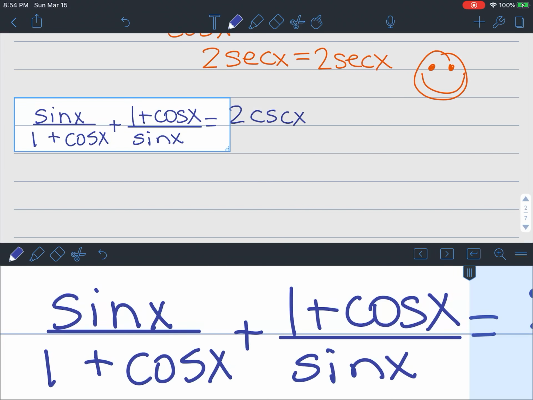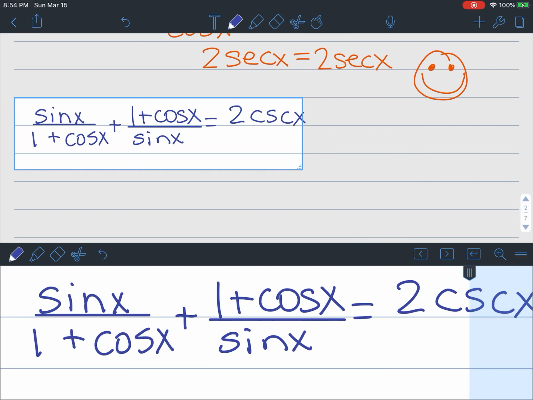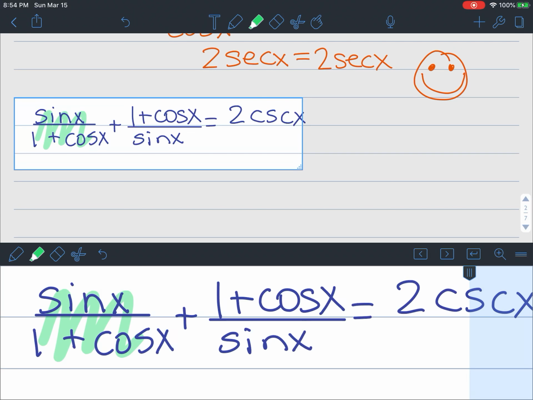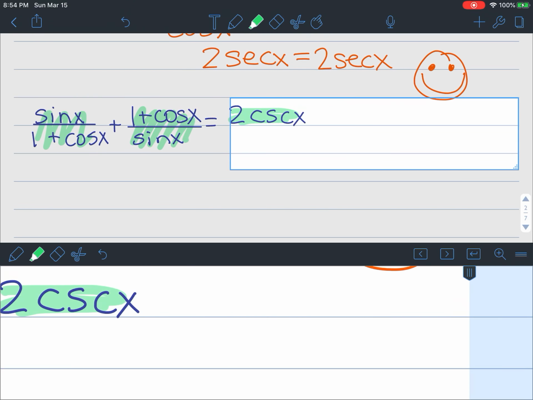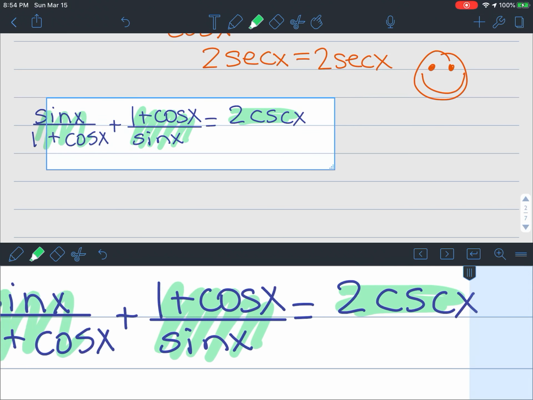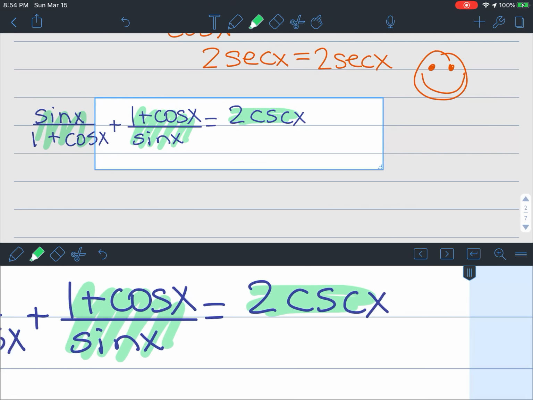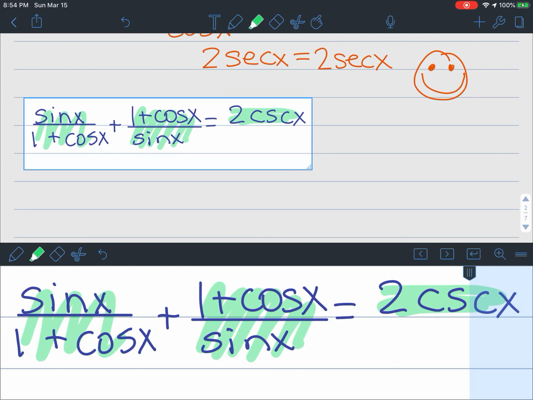One of our tips that we wrote on the board, one of those last days we were actually at school: we have two fractions here. I have one fraction and another fraction, and this equals 2 cosecant theta, which is one term. If I have two fractions and I want it to equal one term, I'm going to have to put these fractions together. There's no way around it.